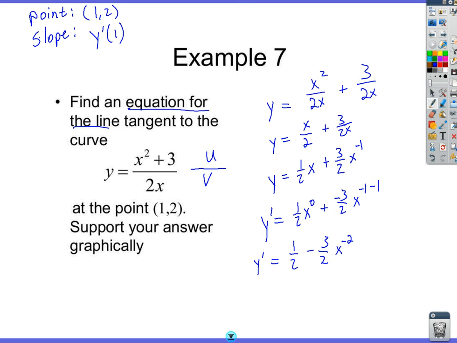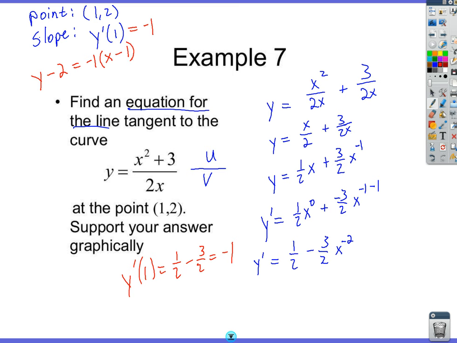So in this case, y prime of 1 is going to be equal to 1/2 minus 3/2, which is going to equal a negative 1. So my slope is equal to a negative 1. Now I've got my point, I've got my slope. So what's the equation of my line? Y minus 2 is equal to negative 1 times x minus 1.